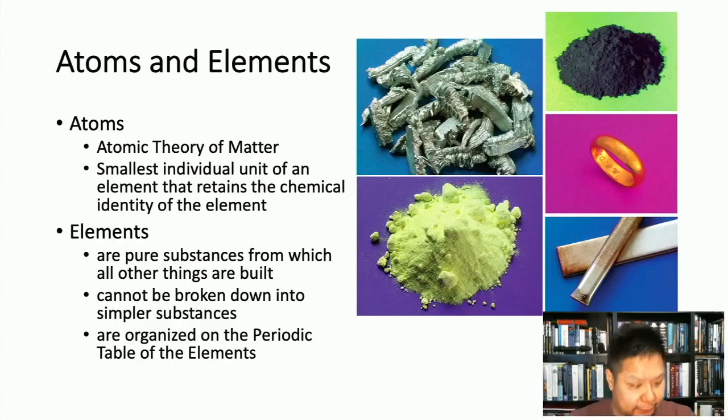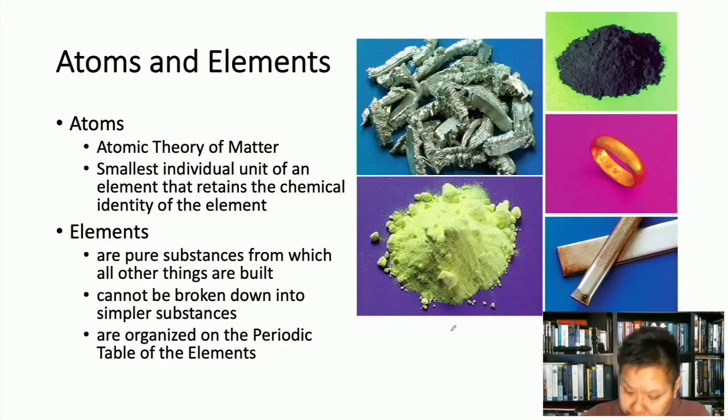And so what is an element then? All elements are pure substances, and are what things are built of. Everything is made of elements. They can't be broken down into any simpler substances. That's as far as it goes. And then they're organized on the periodic table of the elements.